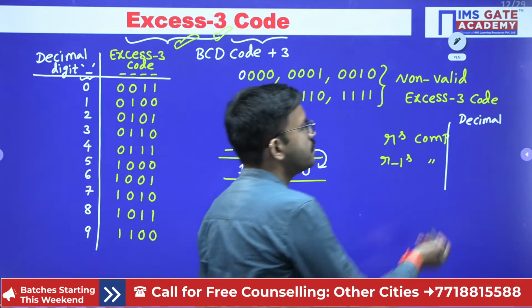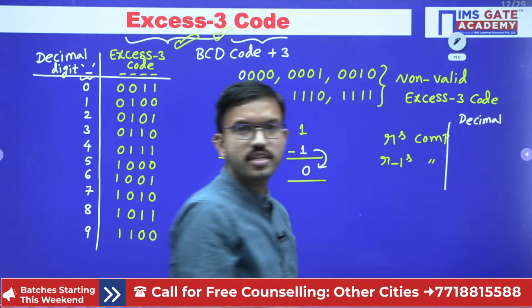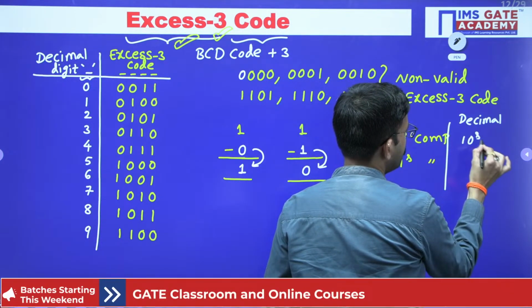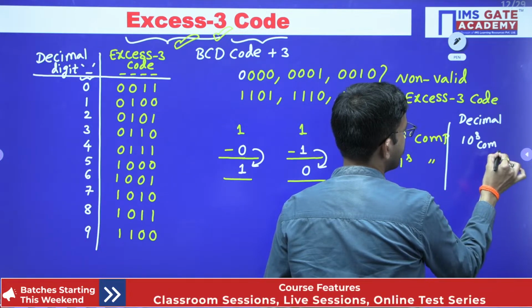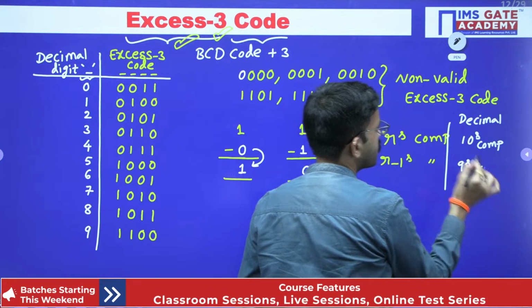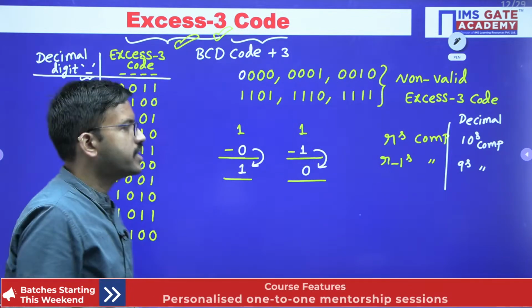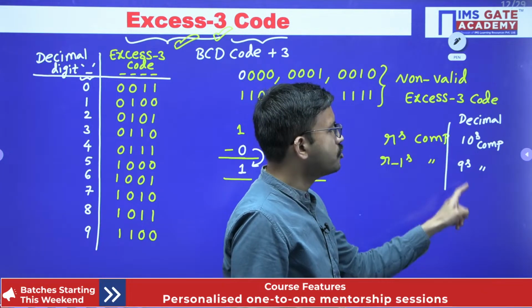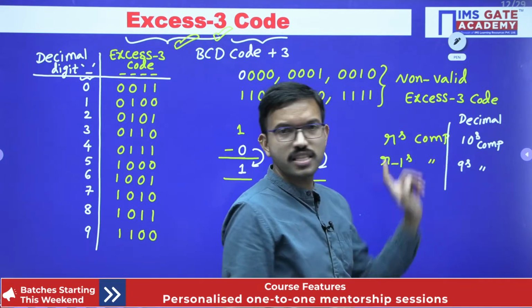See, in the decimal number system, the base value is 10. So just consider r is nothing but 10. You will get 10's complement, and substituting 10, 10 minus 1 is nothing but 9, so 9's complement. That means in the decimal number system you are getting two complements: one is 9's complement, the other is 10's complement.